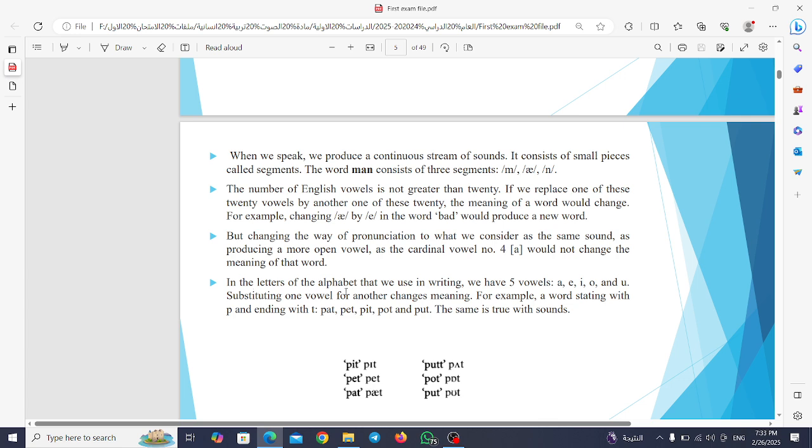In the letters of the alphabet that we use in writing, we have 5 vowels: A, E, I, O, and U. Substituting one vowel for another also changes meaning. For example, we have these words: pit, pet, pat, pot, and put. If we change the vowel, we also change the meaning of the word.